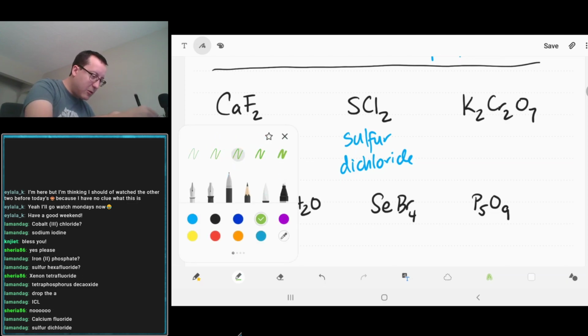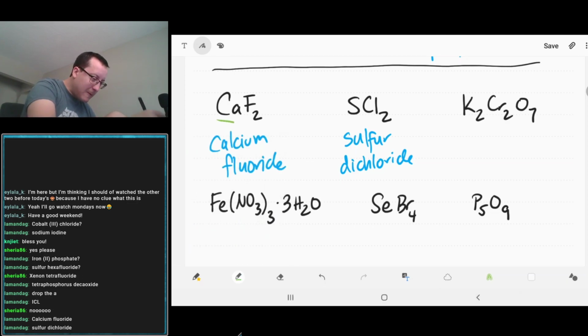So just so we know, that's a metal, and there are no metals here in the second one. And so, therefore, this is ionic. This one is going to be covalent.